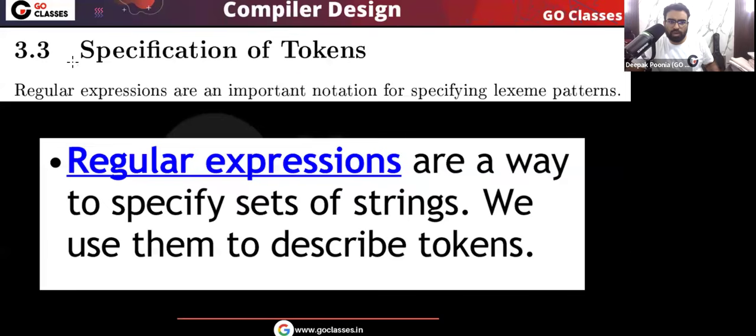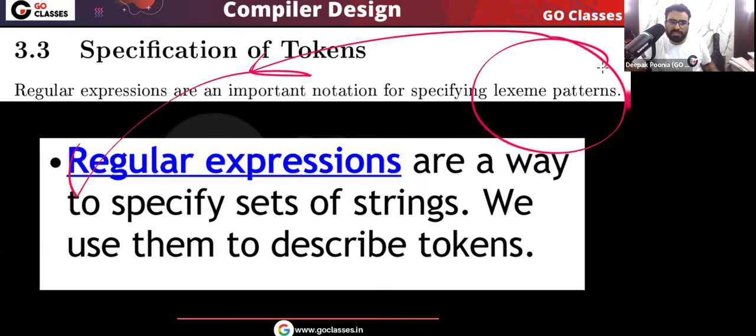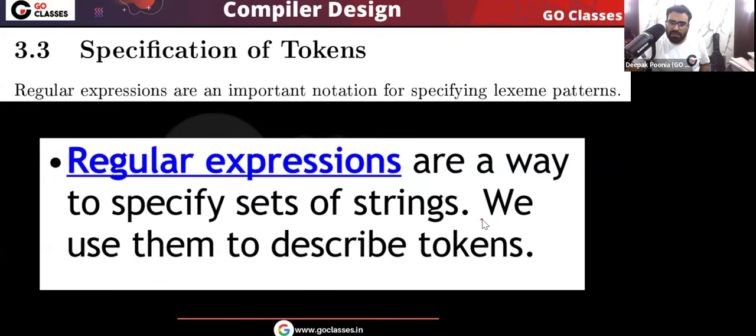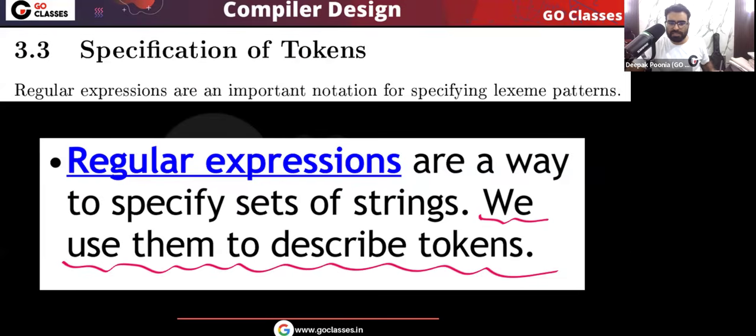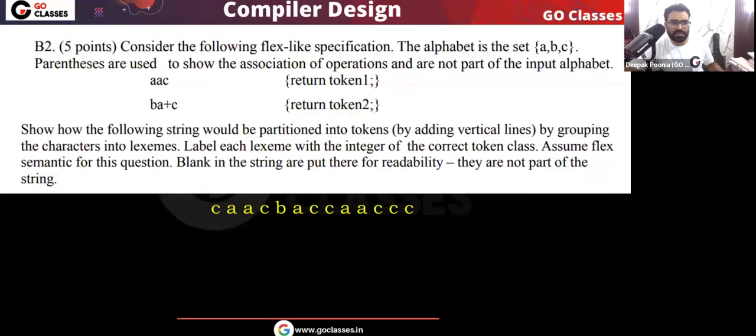So we have seen how to specify tokens. We will use regular expressions to specify lexeme patterns. For every lexeme pattern, we will write a regular expression. Corresponding to that regular expression, we will generate a token. So we use regular expressions to describe the lexeme patterns corresponding to tokens. Very simple. Let's see this example. With this example, everything will become very clear. If there is any confusion, it will become clear how the lexical analyzer will work.